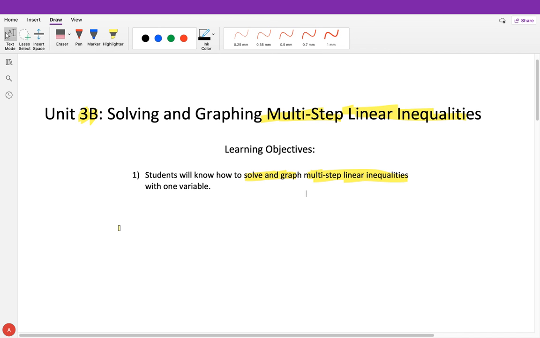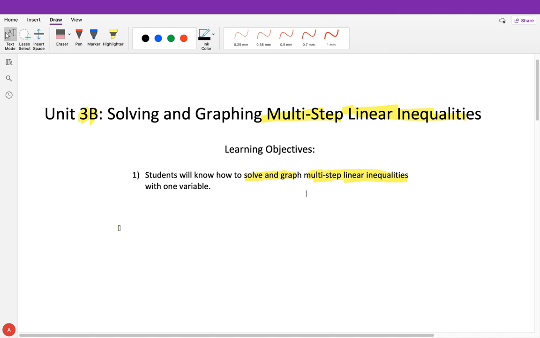So we're not going to go through every single type of multi-step inequality here. We're going to go through some of them. But everything that we did with equations holds true for this as well. We still solve them just like we normally would as if it was an equation. But at the end, we need to graph it and represent that it's not just one solution we're getting, but it's actually a range of solutions that we have.